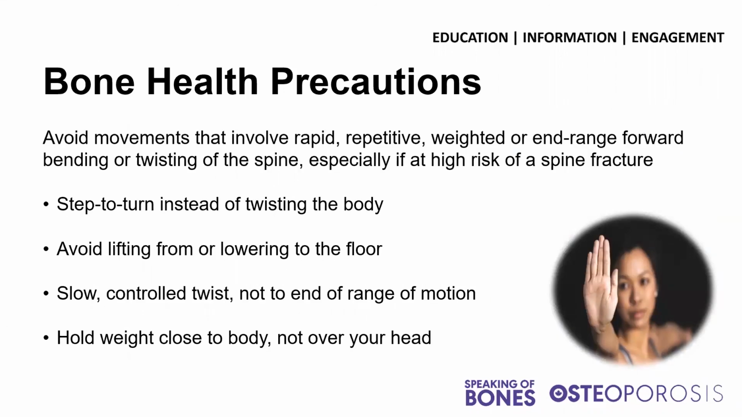Finally, we'll just end the exercise section with some bone health precautions. So if you do have osteoporosis or are at high risk, you want to avoid movements that involve rapid, repetitive, weighted or end range forward bending or twisting of the spine, especially if you're at high risk of a spine fracture. So what I mean by end range forward bending, you don't want to be going all the way to where you can't go any further. That would be the end of your range of motion.